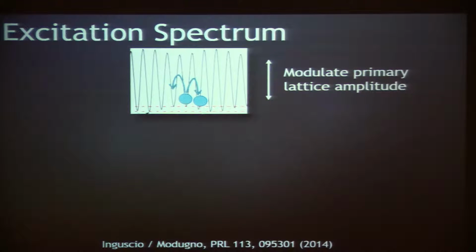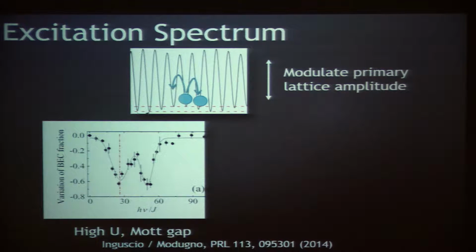And if another atom is there to tunnel to this site, the atom needs to gain energy U. So that means you should see something happen when you modulate that lattice at a frequency corresponding to U, because then you can do the work on the atom you need to do to force it to actually come over to the neighboring site and conserve energy. So here's some data where you can see this.